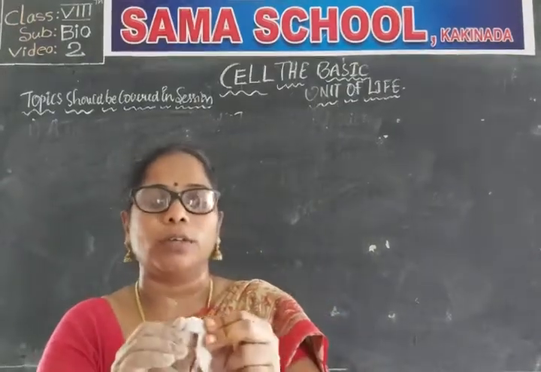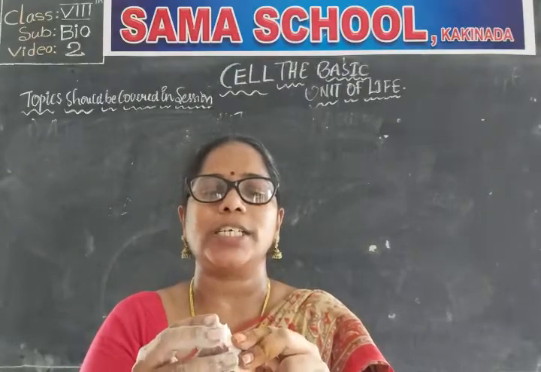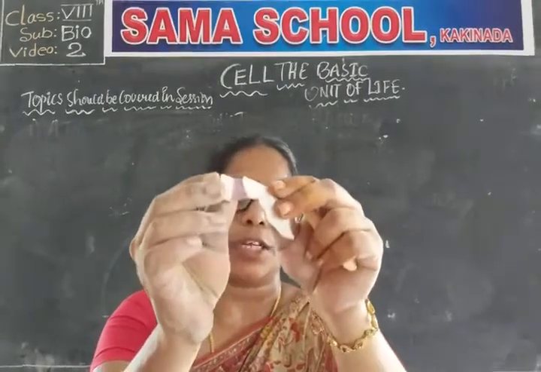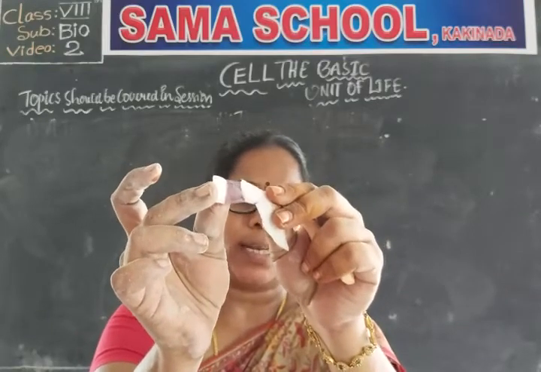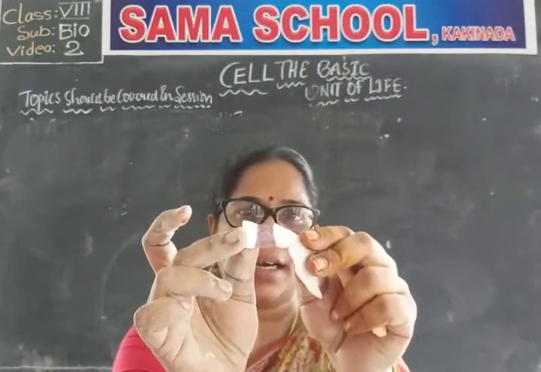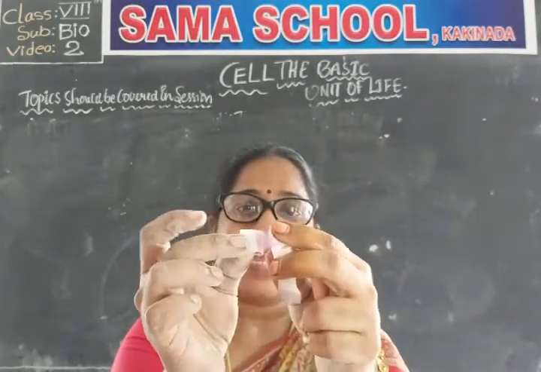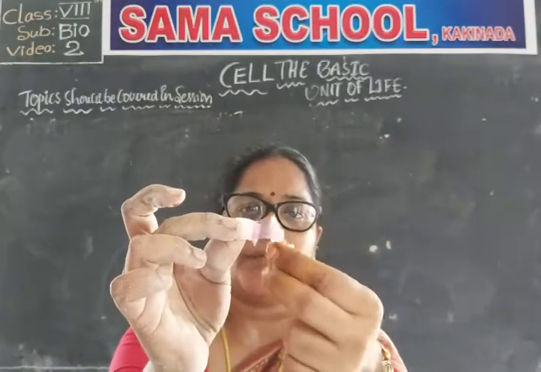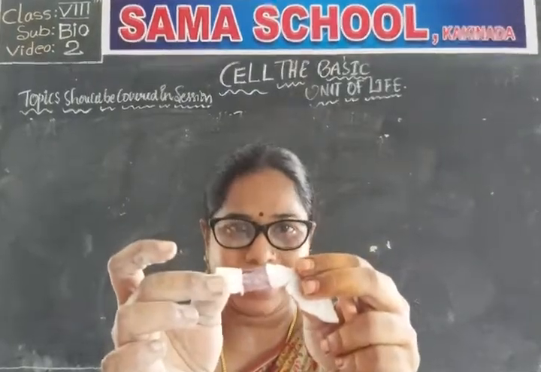When you observe, you can see one translucent substance attaches these two pieces. Are you observing now? That is a translucent layer which attaches the two pieces. Understand? This translucent layer we are taking and placing on the slide.